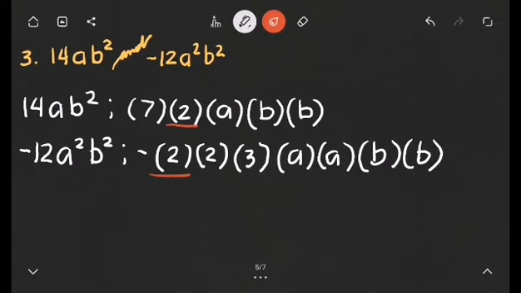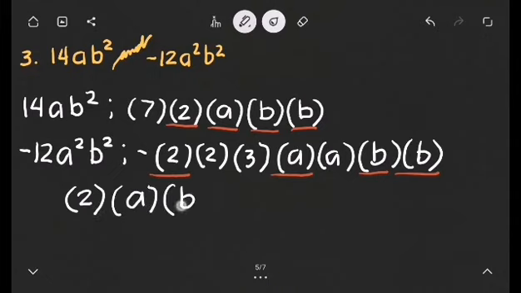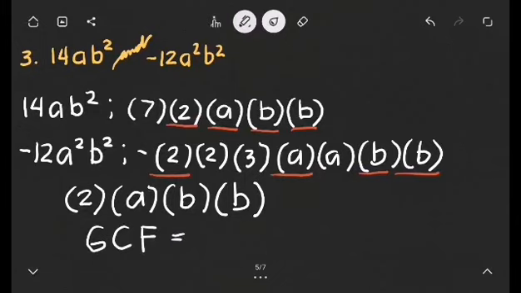So another one, pwedeng a, isa dito, at isa dito sa pangalawa nating monomial. Then, so merong dalawang b rito. So kukunin din natin 'yon. So kapag sinulat natin ang kanilang common factors or greatest common factors, we have the product of 2 times a times b times b. So meaning the GCF of 14ab squared and negative 12a squared b squared is equal to 2ab squared.